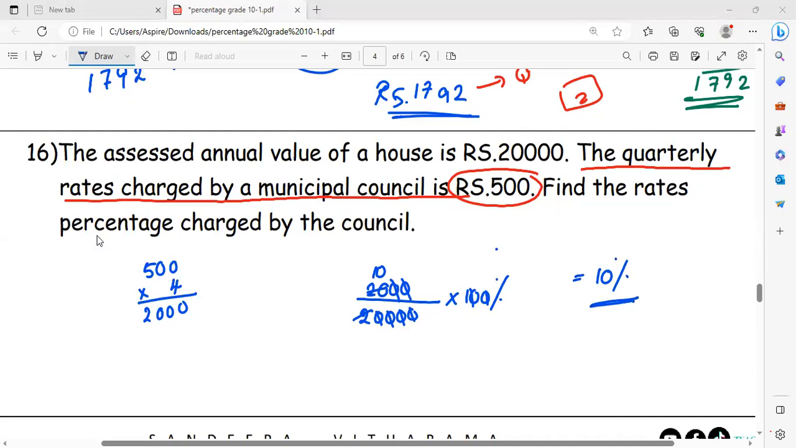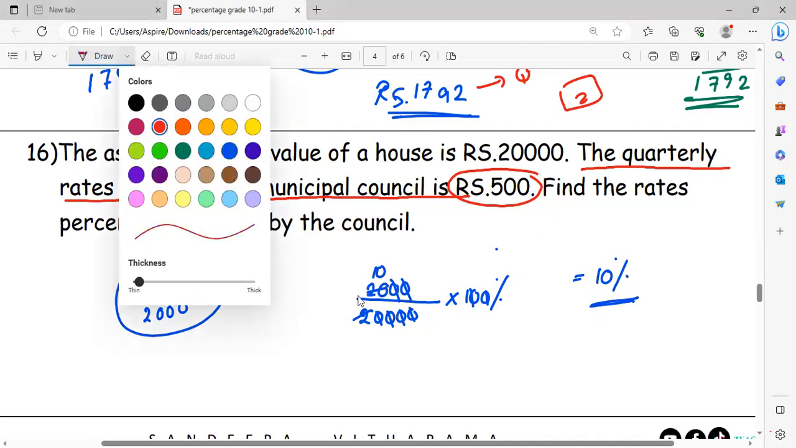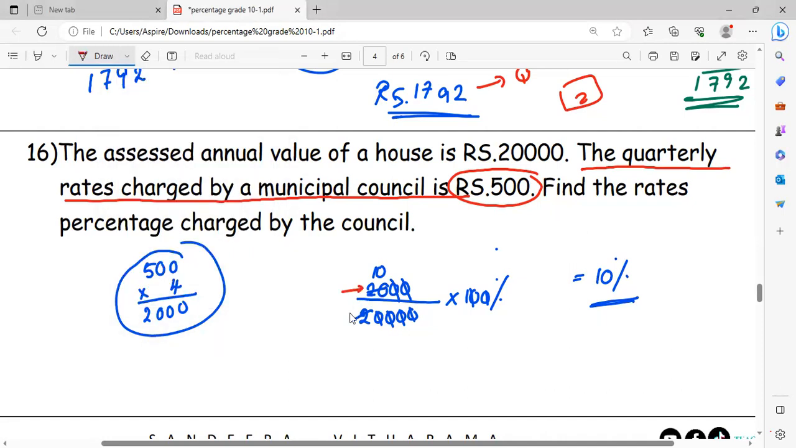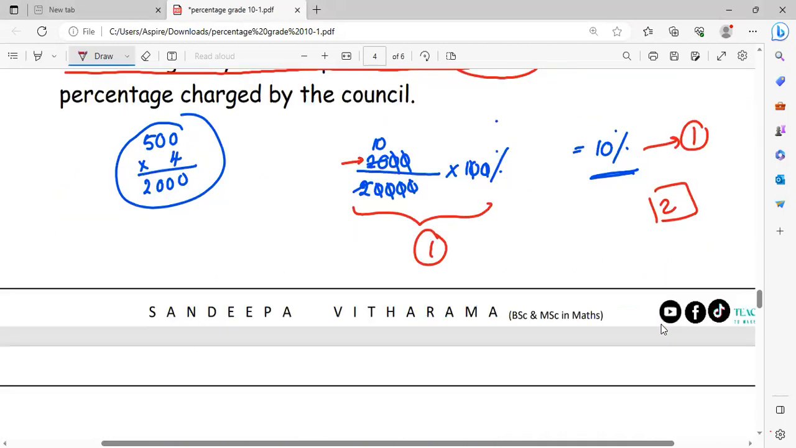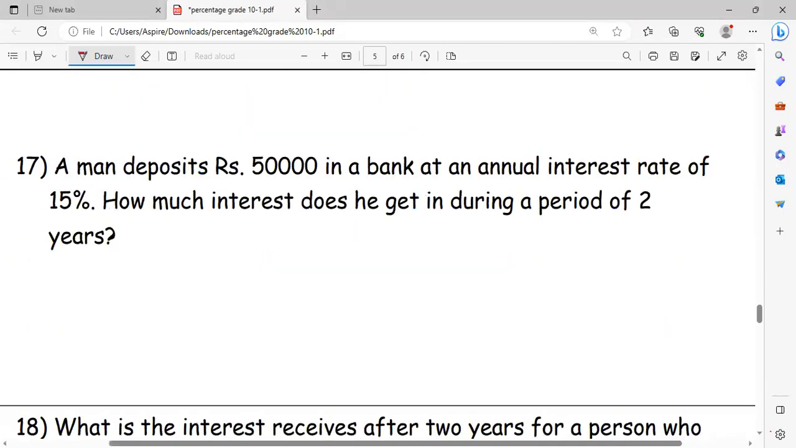This is given for the quarterly, that means the rates for the quarterly rates is given, so you have to multiply this by 4 to find the correct answer. Okay, otherwise if you have substituted 500 here, then you are not given the marks. For the correct calculation, 1 mark. For the answer, 1 mark. Altogether 2 marks given. Okay, 17th one. Try to do this question also.